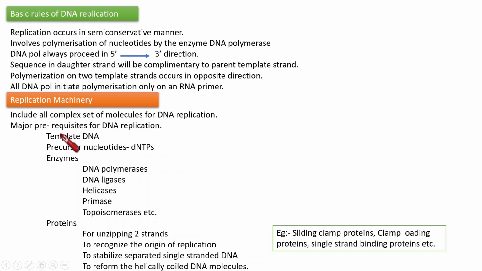Then let's see what the prerequisites are one by one. Of course, template DNA should be there. Otherwise, replication is not possible. Template DNA is a must. So that is the first one. Second, for preparing anything, we need ingredients. So here the ingredients or the building blocks are the precursor nucleotides.